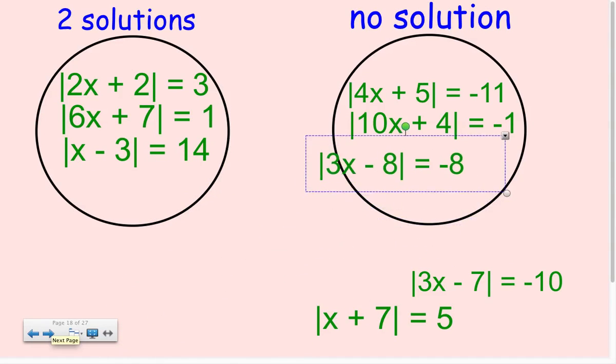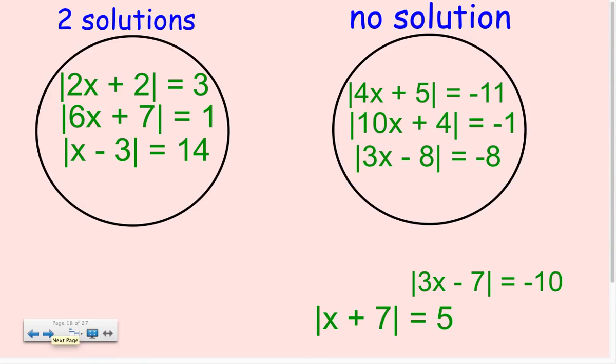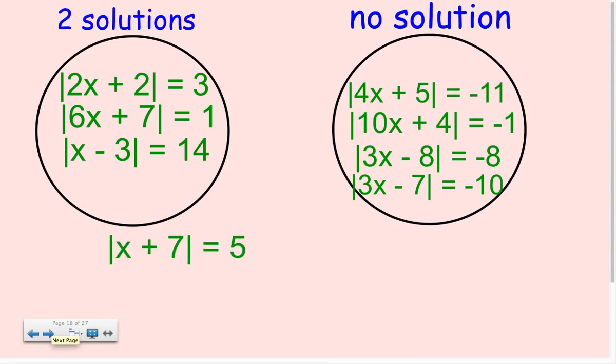Negative 8 would be no solutions. Negative 10 would be no solutions. Positive 5 would be two solutions.